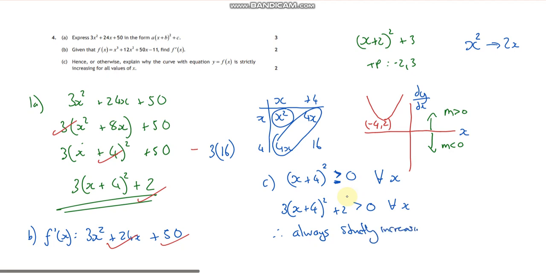It just means that you've got a positive gradient for all your values of x. So start off and build it up. This term here can be 0, but chances are it's greater than 0, so it's greater than or equal to 0. If I take that, multiply it by 3 and add 2, it's always going to be greater than 0. And then you've always got an increasing function, which you can prove with this.